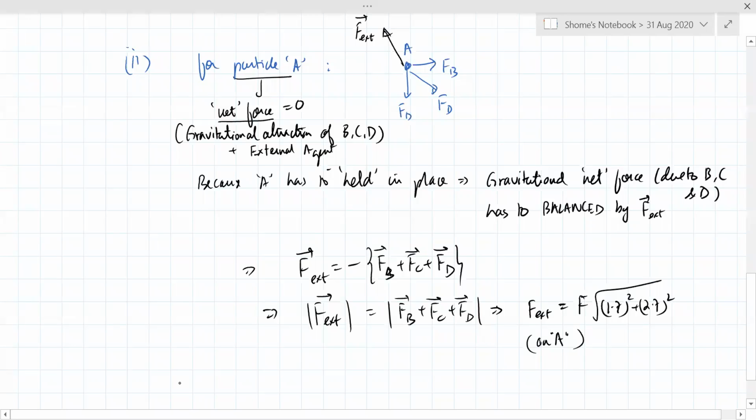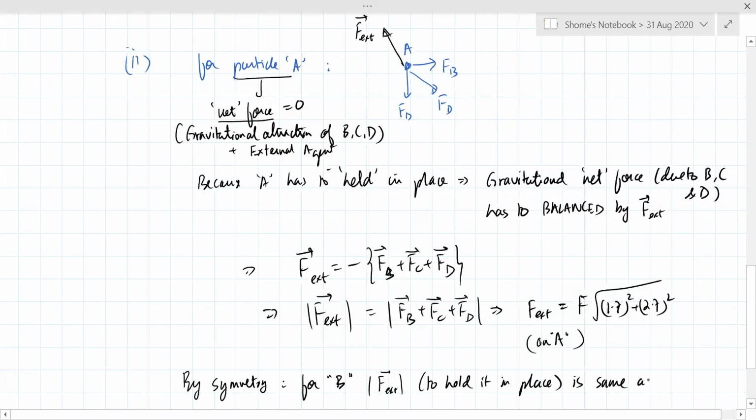So, by symmetry, you will see that for B, the magnitude of the external force to hold it in place is same as for E, that is this one. Okay. But for C and D, it's going to be different. So just now can see what is going to happen for C and D.